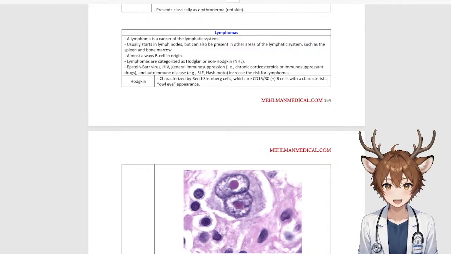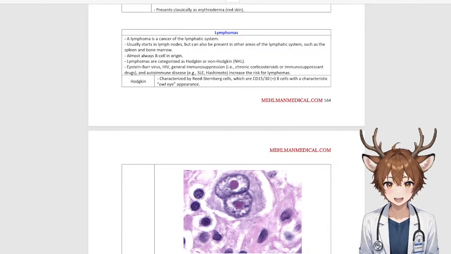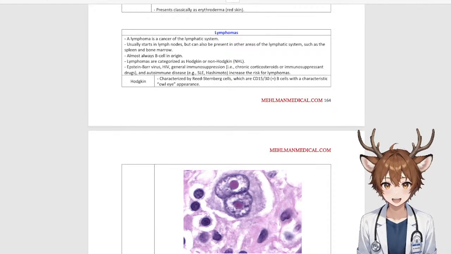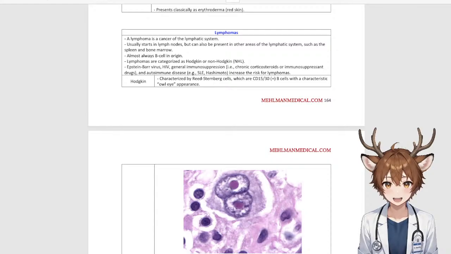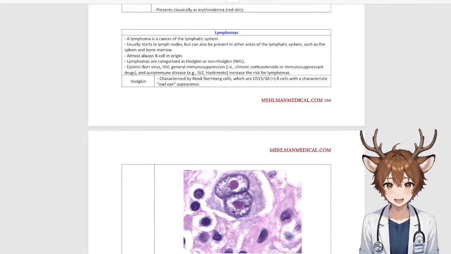Lymphomas. A lymphoma is a cancer of the lymphatic system. It usually starts in lymph nodes, but it can also present in other areas of the lymphatic system, such as the spleen and bone marrow. Almost always B-cell in origin. Lymphomas are categorized as Hodgkin or non-Hodgkin, NHL.